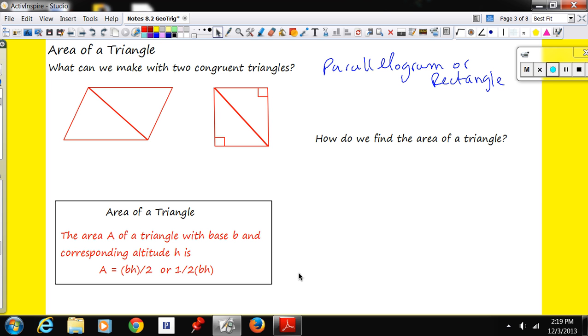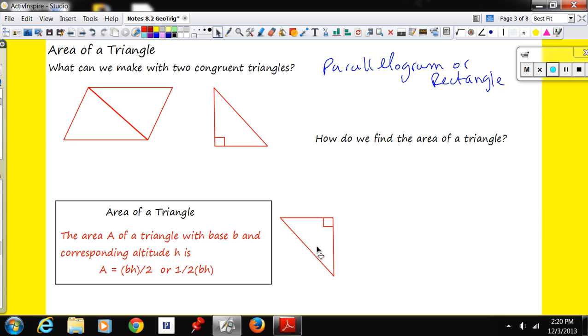But what did we learn from this picture right here? What's the area of a parallelogram? Base times height. What's the area of a rectangle? Base times height. Well, how do I get this triangle out of that rectangle? I just got a half. So I take my base times height, right here, and I cut it in half and I have a triangle.